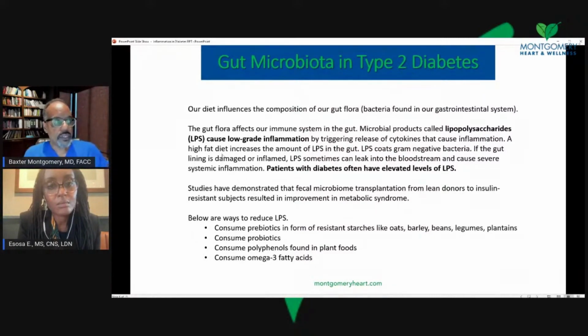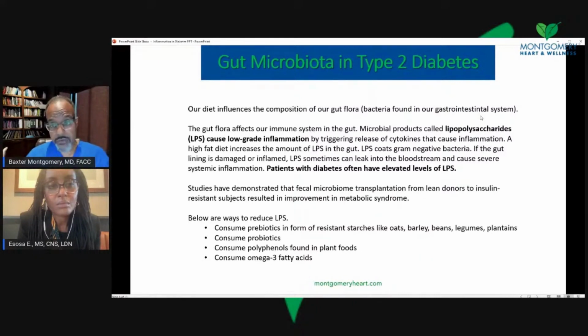Now, what about your gut flora, gut microbiota in type 2 diabetes? We talk about gut flora and the microbiome a fair amount. It's an important area. And if you remember when I talk about the mechanisms of disease, we talk about inflammation, we talk about oxidative stress. The other major mechanism, which may be more foundational than the first two, is the abnormal microbiome. And so our diet influences the composition of our gut flora. That's the bacteria found in the gastrointestinal system.